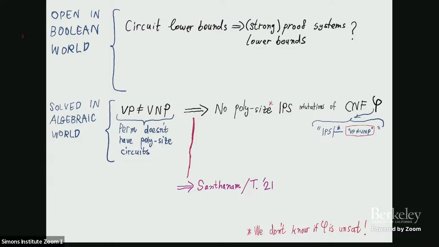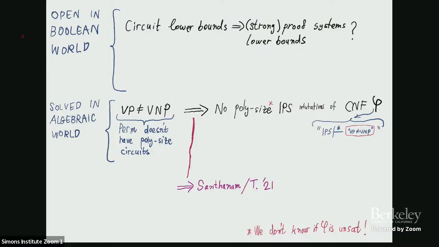This is a result with Santhanam. This is over a finite field. And the caveat here is that this is true: no polynomial size refutation of this CNF phi, only that we are not sure that this phi is actually unsatisfiable. So we know that it doesn't have short proofs, but it might just not have a proof. But if it has a proof or refutation, it's not short.